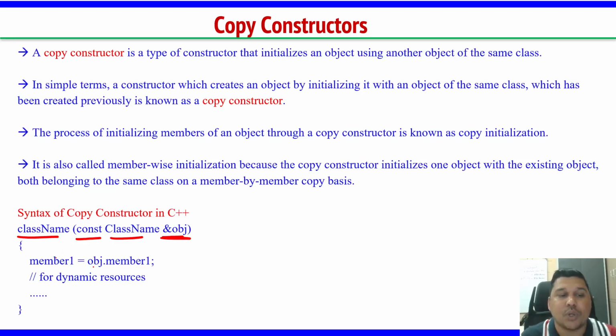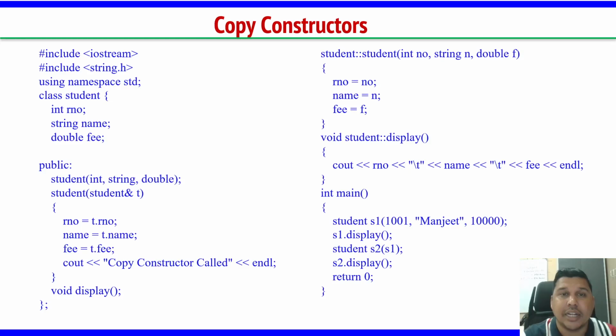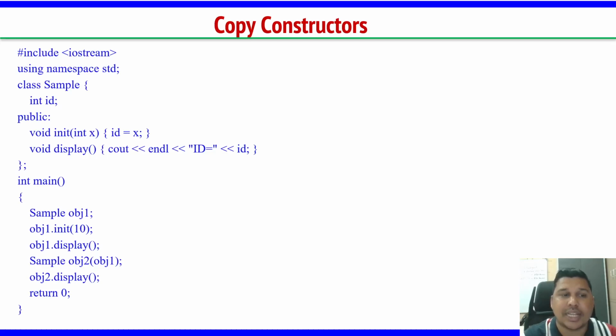So member 1 equal to object dot member 1. We will see this again, it is in technical terms, but when you see an example, you understand it much better. Okay, copy constructors can be done in two ways. Let me go to the easiest example first. See this example, how we are implementing the concept of copy constructor.